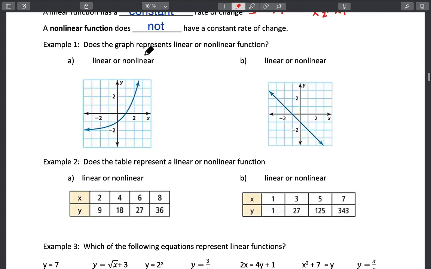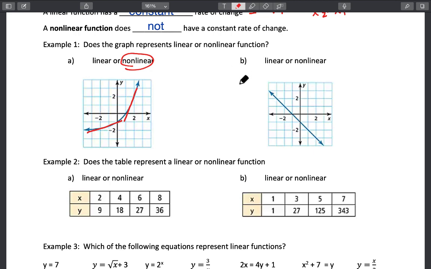Does the graph represent a linear or nonlinear function? So this is just an eyeballing kind of question. You can see here we've got this slope that is continuing to change. As the line progresses from left to right, it's getting steeper and steeper. So this is going to be a nonlinear function.